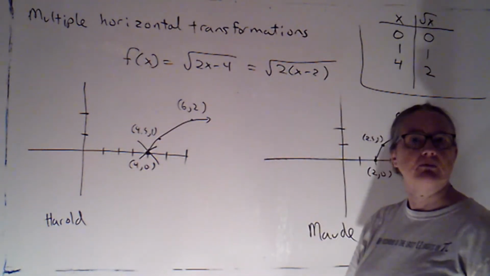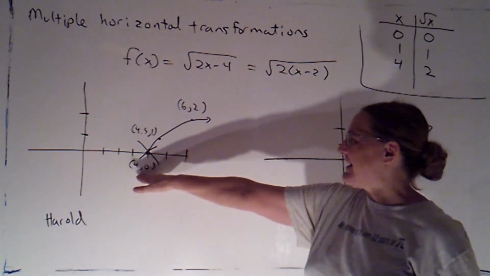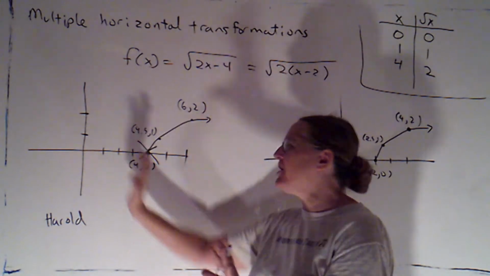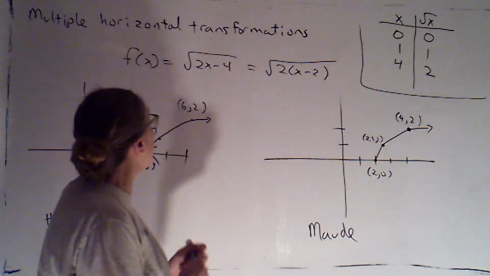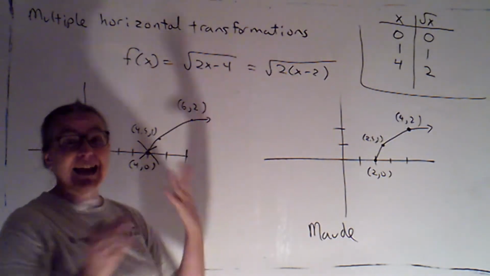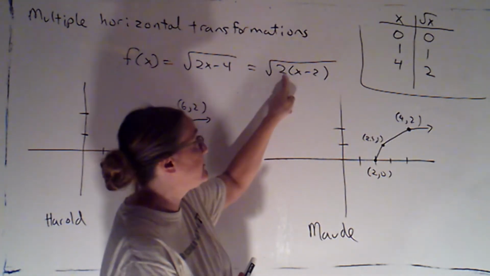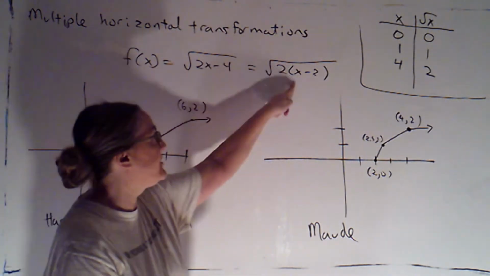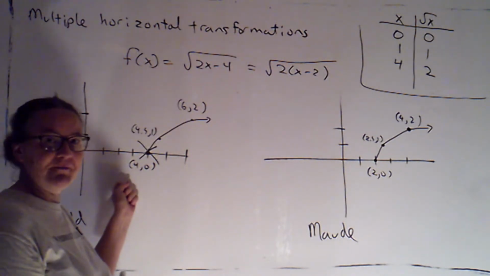So Harold is wrong. I know he's wrong because that point can't possibly be on the graph. As soon as I get one point that's wrong, I know the answer can't be correct in its entirety. Notice if I plugged into this version, I'd get the same thing. If I plug in 4, 4 minus 2 is 2, times 2 is 4, square root of 4 still isn't 0. So it doesn't matter which version of the equation I use, this point is not on the graph.